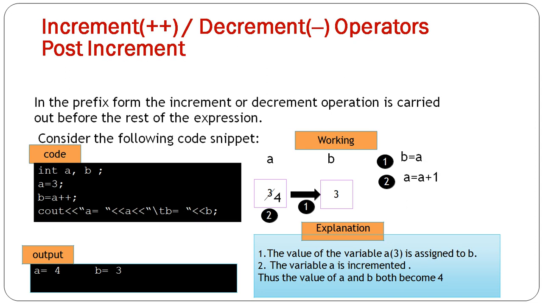Whereas in post increment or decrement, the assignment is carried out before the increment or decrement. So the value of the variable a is assigned to b and then it is incremented. So here if you see a++, it is incremented, but that is done after the assignment. So b will remain as such, only a will get updated.